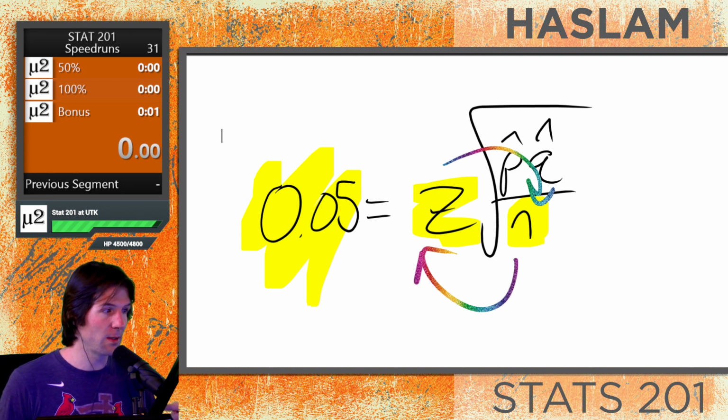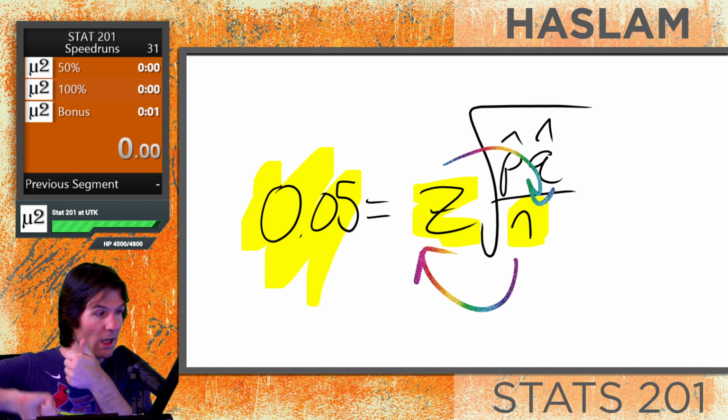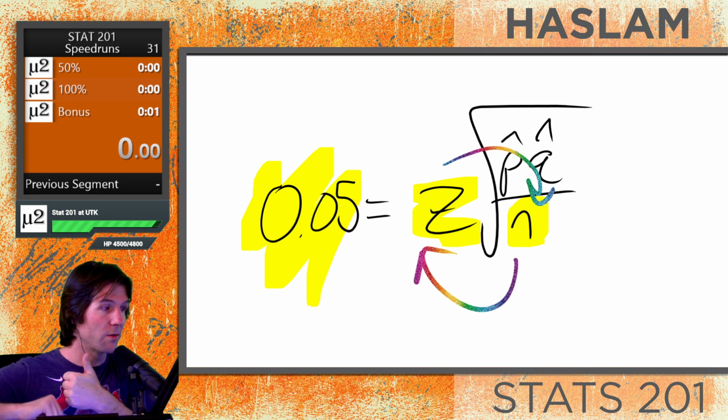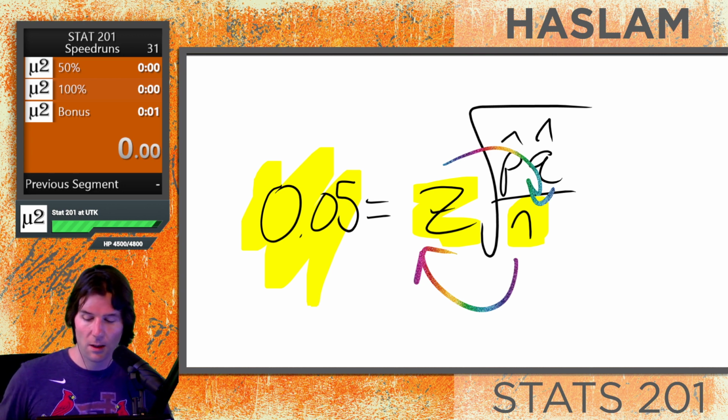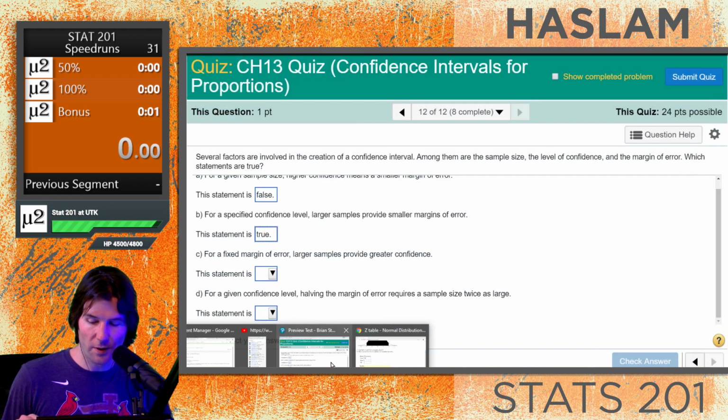Because if we increase sample size, it makes the margin of error go down. If we increase confidence, it makes the margin of error go up. So we've got sample size increasing, making the margin of error go down, but confidence level increasing, making the margin of error go up, and it kind of keeps it steady. And you can do that. You can have your fixed margin of error. I don't really do that.